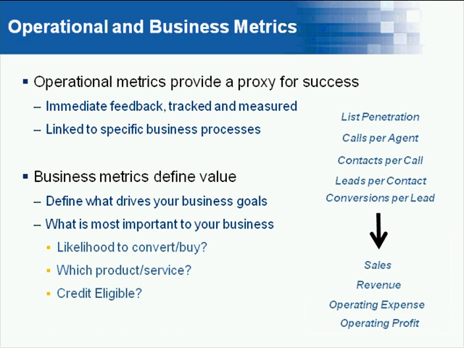I'm going to start off with operational and business metrics because while this may seem pretty straightforward, it's just so important to get right. In your sales operation, you essentially have two types of performance metrics. There's operational metrics, which are typically used to manage people and operational processes, and I think are typically shorter term and provide more immediate feedback. So as an example, calls per agent, contacts per call, leads per contact are all different operational metrics.